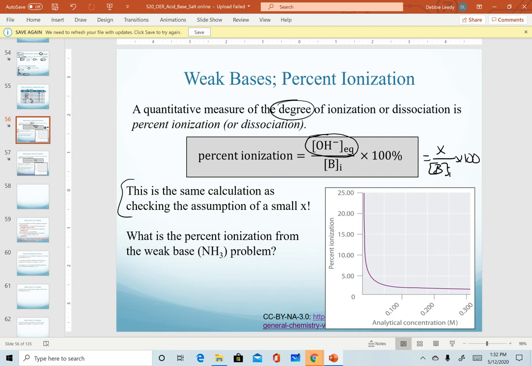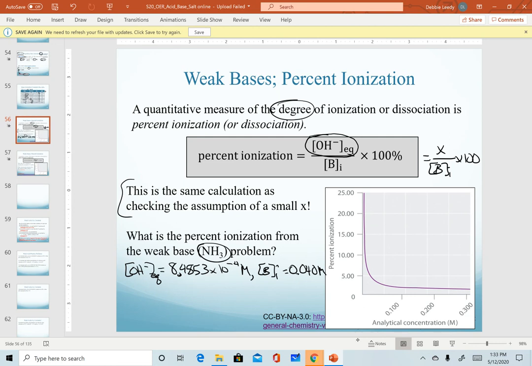And to make sure we know how to do that setup, we're going to go back to our ammonia problem when we solve for that pH to solve for the percent dissociation. And so in this one, when we solved for hydroxide, we got a concentration there of 8.4853 times 10 to the minus 4 molar. Remember, that was at equilibrium, and our initial base concentration was 0.040 molar.